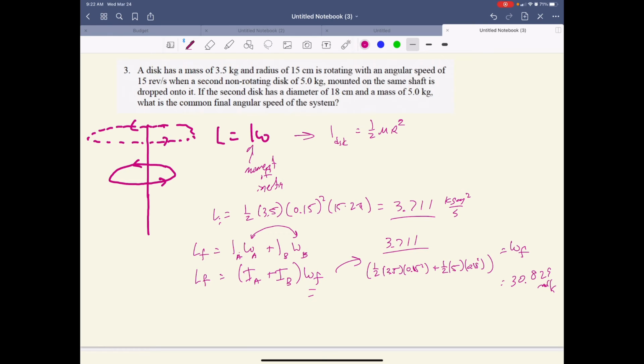However, they do want it, well, I don't even know what, but that's going to be in radians per second. If I wanted to divide that by 2 pi, 30.829 divided by 2 pi, you're going to get 4.91 revolutions per second, which is, I believe, almost just about half of what the answer key shows. So she's off by a factor of 2.